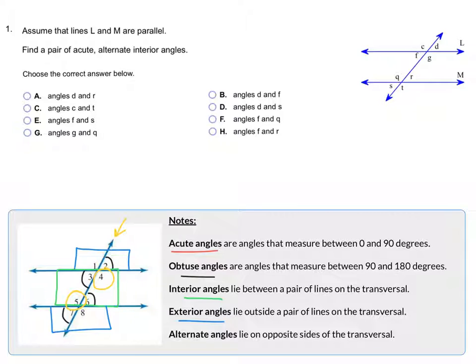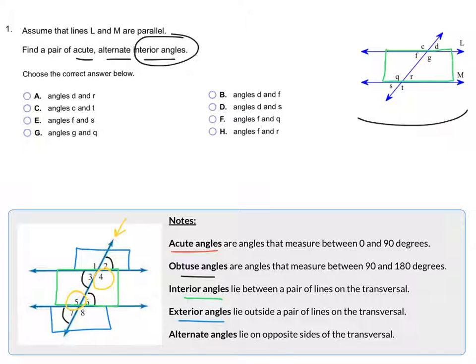Now I'm going to go back to my problem and my diagram, and I'll find a pair of acute alternate interior angles. First, I'm going to identify the interior angles. And you can identify acute first, alternate first, or interior. I'm just going to identify the interior first. And those are the angles that are inside of those two parallel lines. So we have F, G, Q, and R. These are all interior angles.